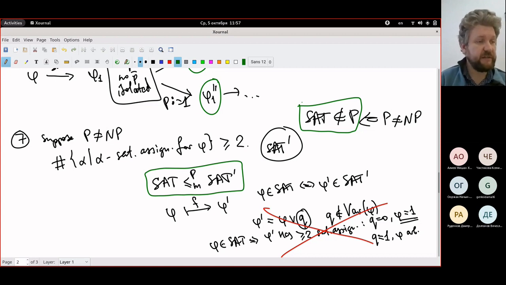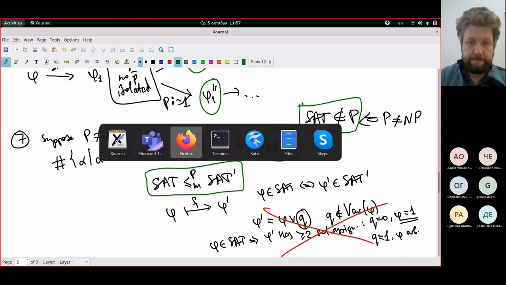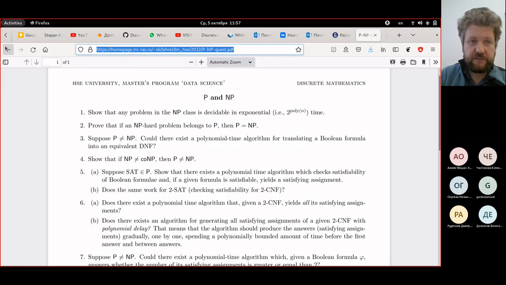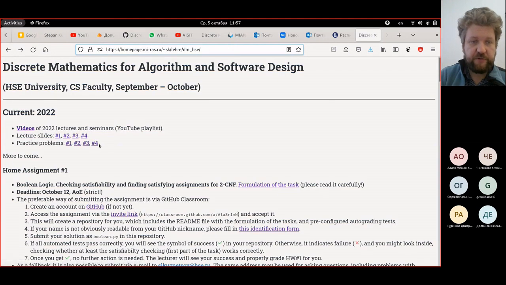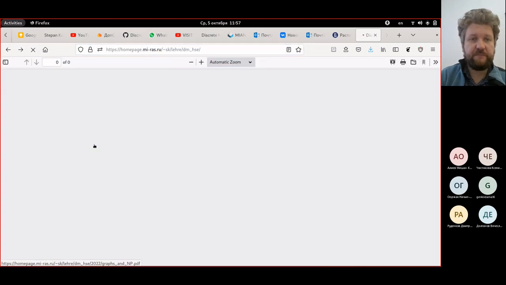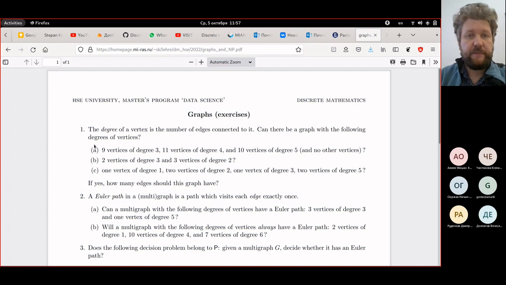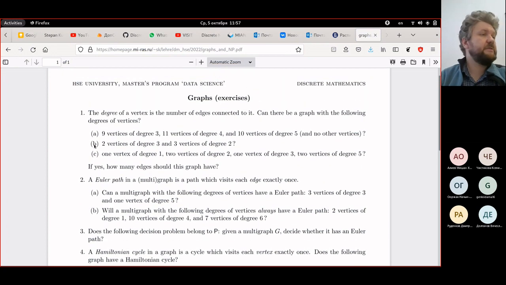If any questions, please ask. If not, I will show you the second one. So it's about graphs. It's all published on the web. Practice problems number 4. So again, you see it on the screen. I will distribute, I will take one for myself. And this is the new exercise. It's 6 exercises.